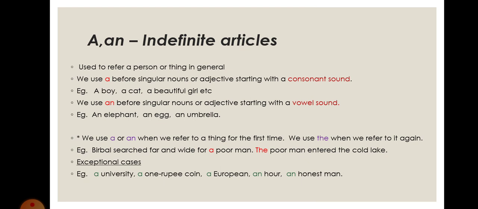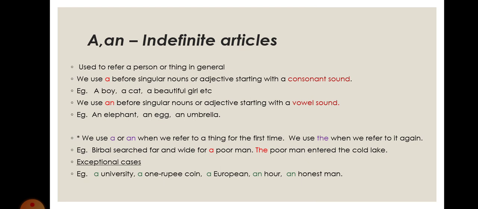Another thing is that whenever we use a and an to refer to a particular noun for the first time, we can use these indefinite articles. But if we refer to the same noun in the very next sentence, or if we are continuously talking about one particular noun, then from the second time onwards we will use the definite article the in front of it. Why? Because you can see an example.